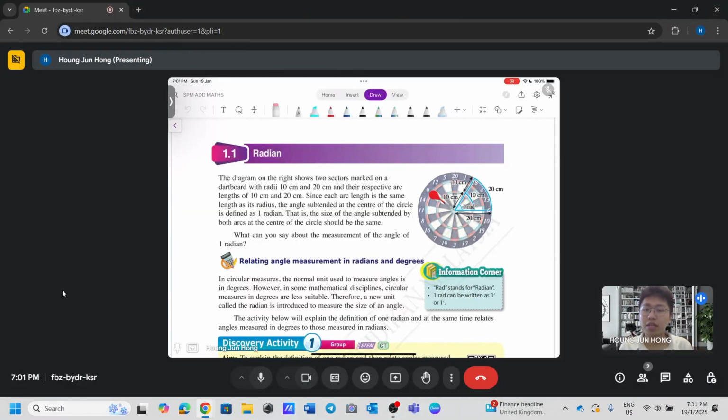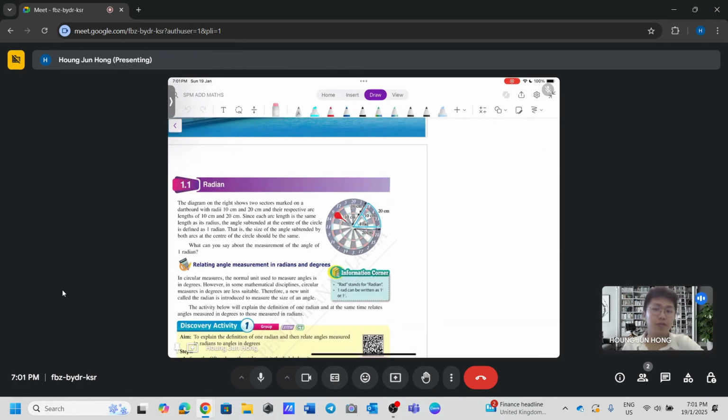Okay, cool. Let's just get started with chapter 1 over here. Alright, so what happened with this chapter essentially, again, this is the first chapter of your Form 5 AddMath over here. Essentially, yes, it's supposed to be harder, but I would say this chapter is a blessing for you because the first chapter is really, really easy.